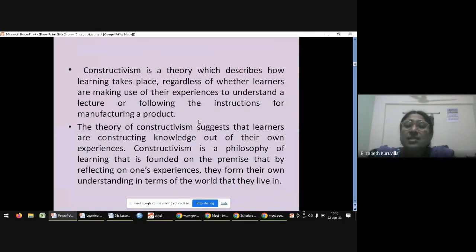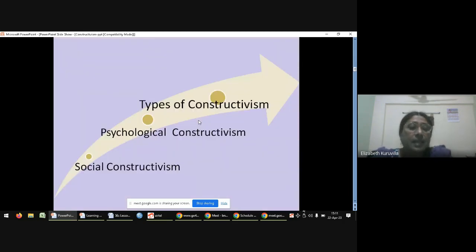So, what is this construct? It is a theory which describes how learning takes place, regardless of whether learners are making use of their experiences to understand a lecture. So, how does learning take place? Here, the theory of constructivism suggests that learners are constructing knowledge out of their own experiences. So, constructivism is a philosophy of learning. It was based on the premise that by reflecting on one's experiences, they form their own understanding of the world. So, the experiences of the learner are important.